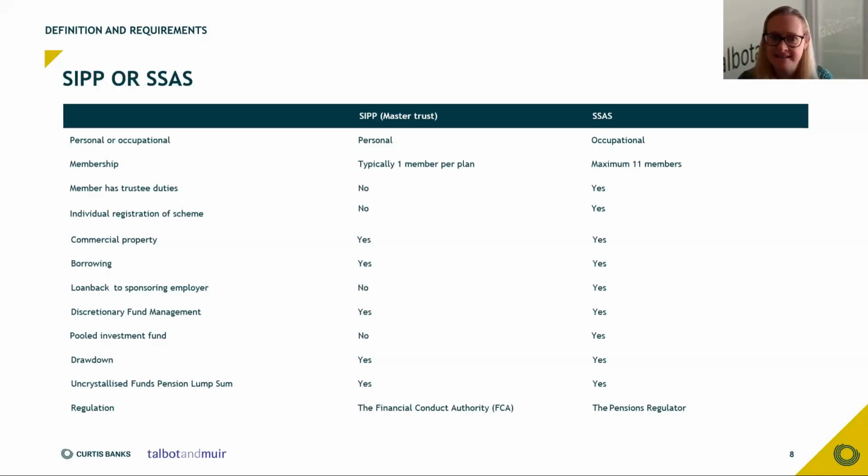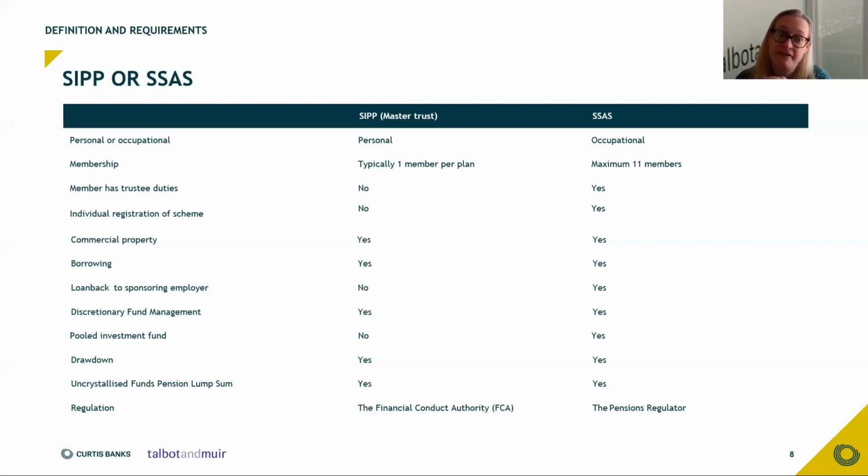So loan back is the difference in terms of investments. You can only utilise loan back to the sponsoring employer using a SSAS. And of course, discretionary fund management and other types of standard assets will fit within both products.